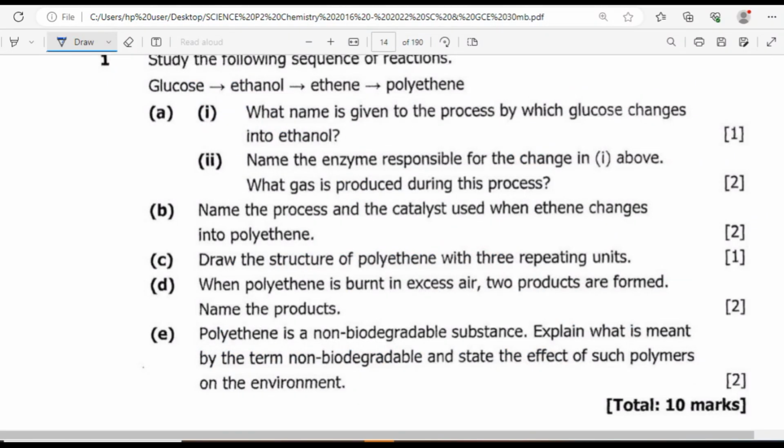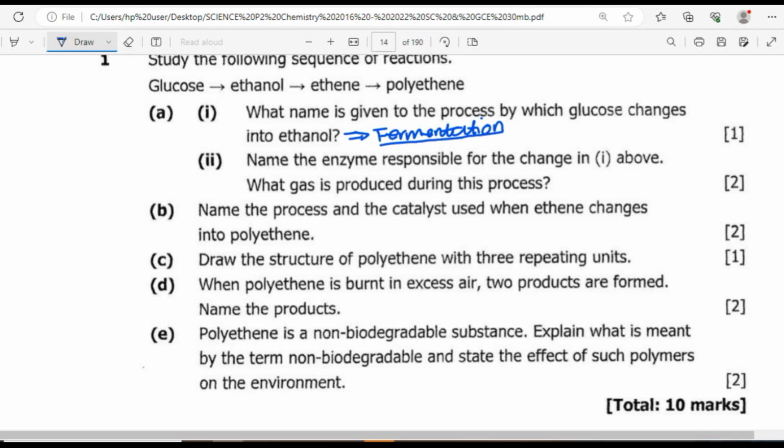Okay, so now we have another question. Study the following sequence of reactions. We have glucose, ethanol, ethene, polyethene. The first question: what name is given to the process by which glucose changes into ethanol? This is what we call fermentation. Fermentation is the process by which glucose breaks down into alcohol.